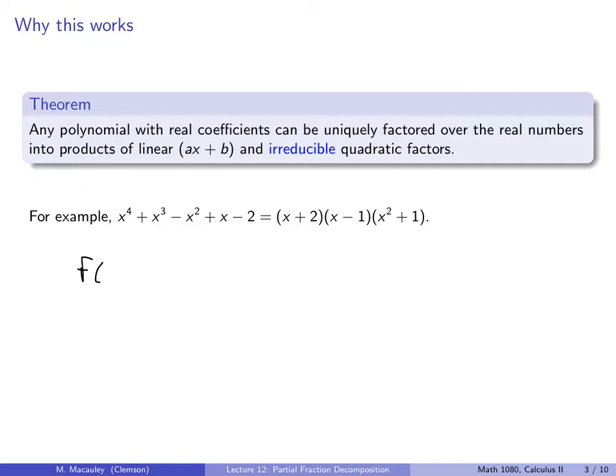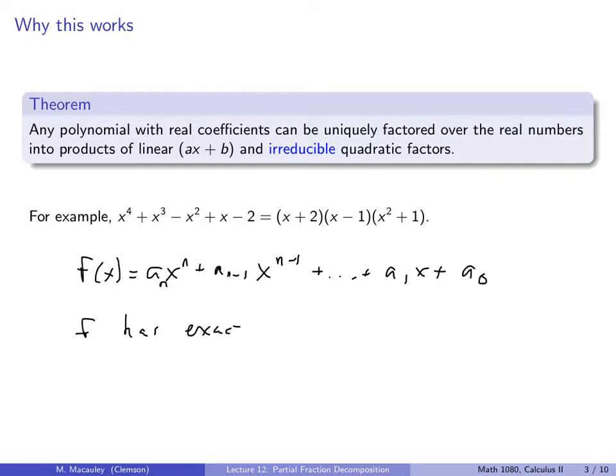Suppose f of x is a_n x to the n plus a_(n-1) x to the n minus 1, and so on, plus a_1 x plus a_0. So suppose we have some degree n polynomial. By the fundamental theorem of algebra, f has exactly n roots in the complex numbers, counting multiplicities.